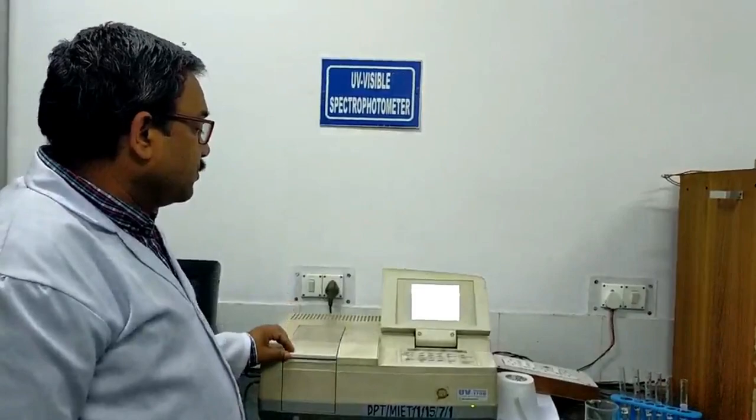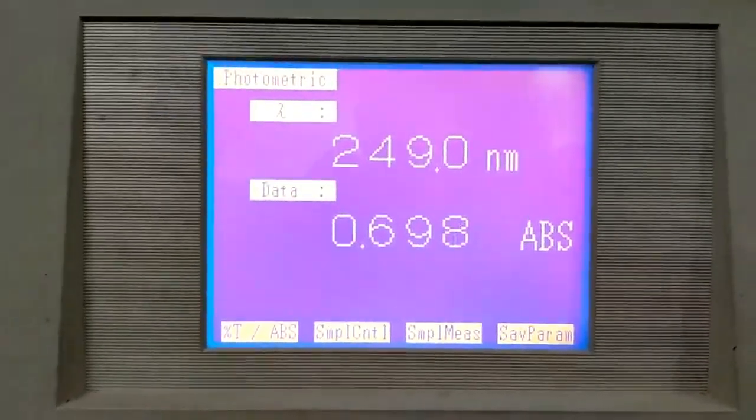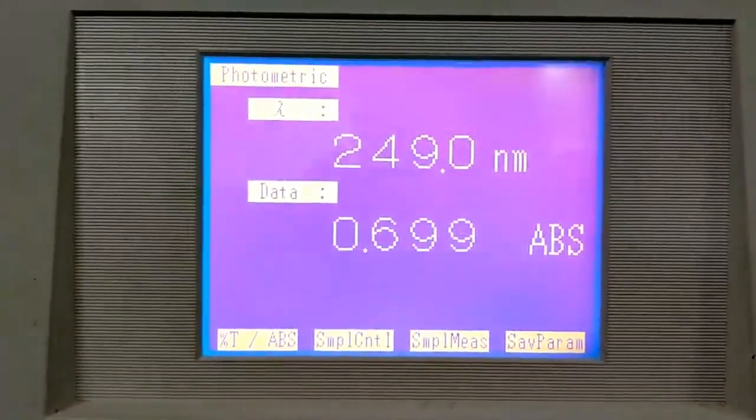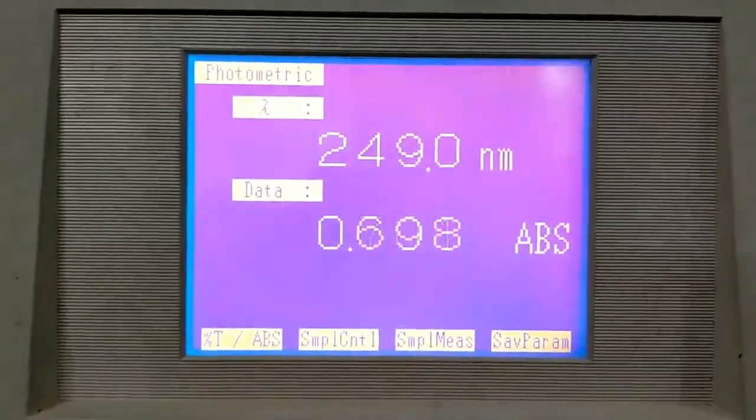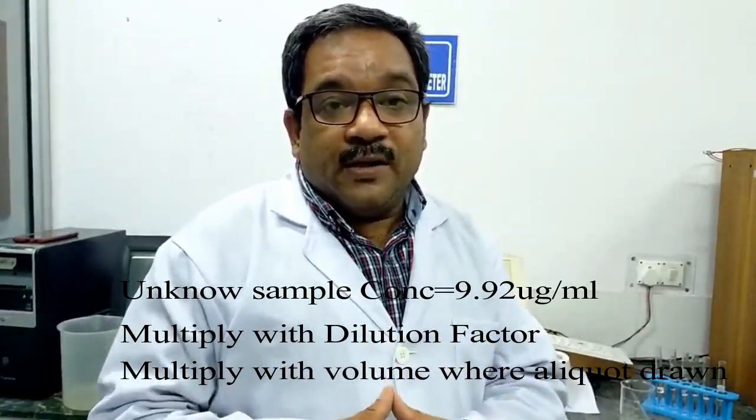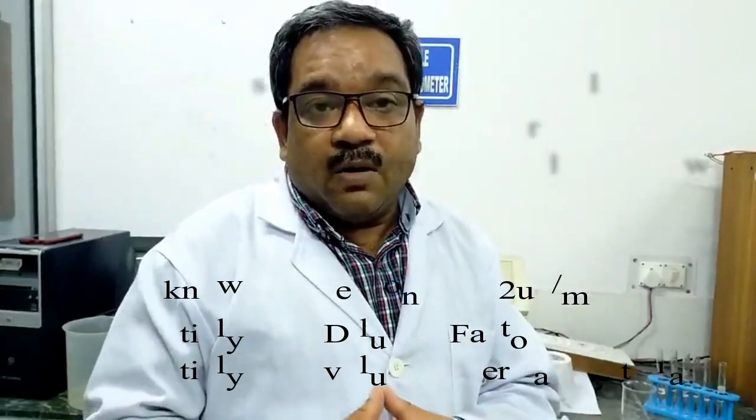Close it down. The unknown sample has the absorbance of 0.699 or 701. So in this way you can plot the standard curve of the drug and you will find out the concentration of the unknown sample by correspondingly drawing the standard plots using the Excel sheet. I am also showing the Excel sheet in that figure.